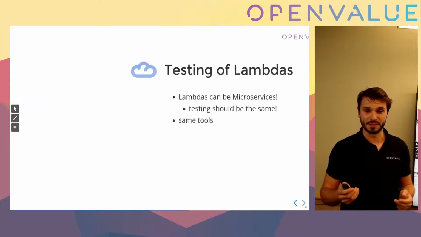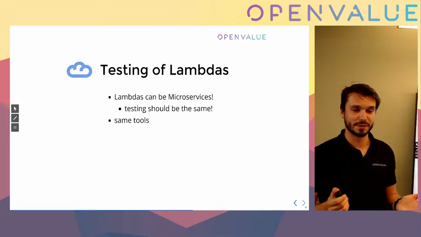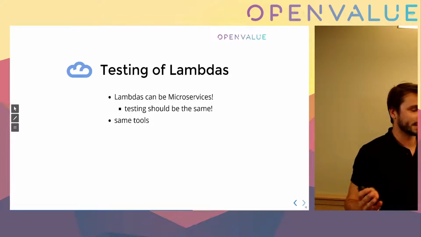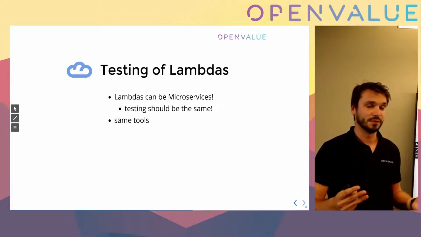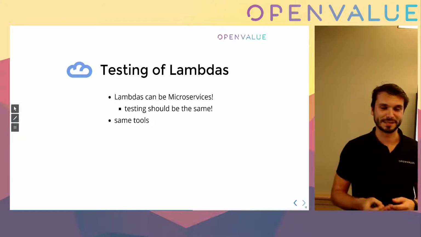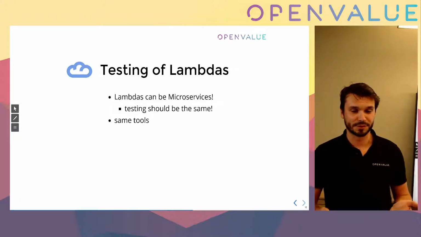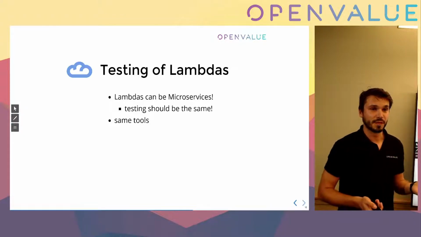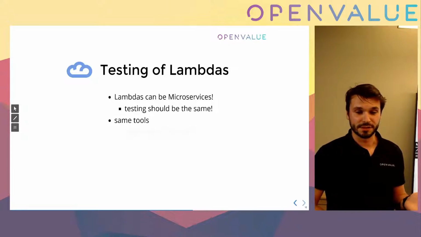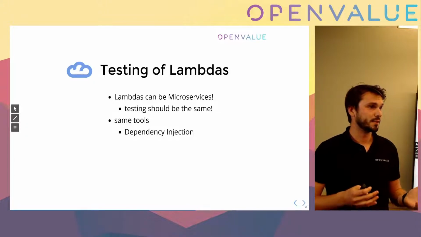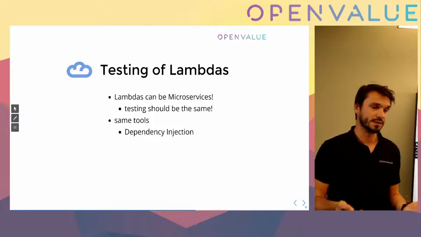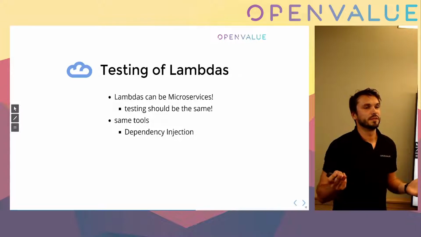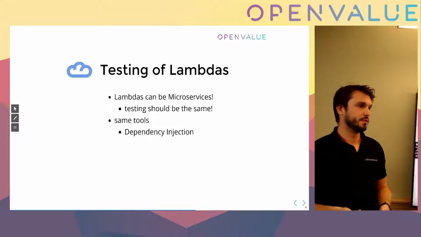Now that we've seen that lambdas and microservices are quite equal, or that lambdas can actually be microservices in a microservice architecture, the testing should also be the same, or at least quite similar. And we can use the same tools. In my opinion, the most valuable tool we have for testing is dependency injection, as it actually forces us to create testable code. And in a small service like a lambda, we don't even need a dependency injection framework. We can just do it manually.